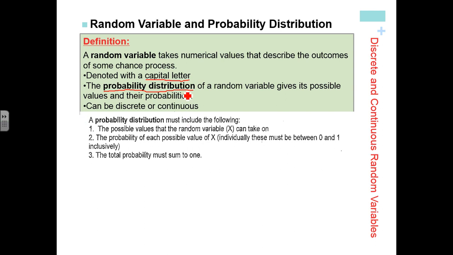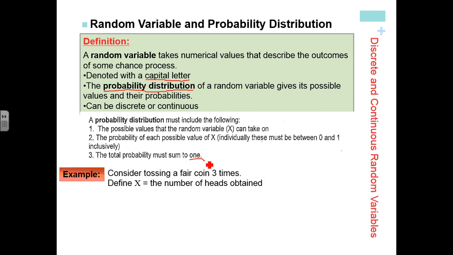A probability distribution can be discrete or continuous. It must include all possible values of the random variable, and the probability of each possible value of X. Individually, these must be probabilities, so they're numbers between 0 and 1 inclusive, and the total probability, of course, must add up to 1.